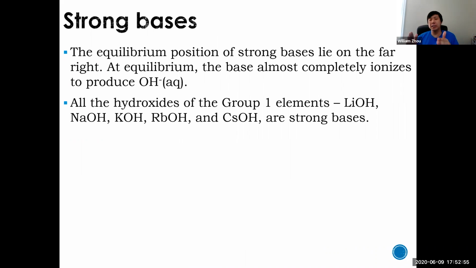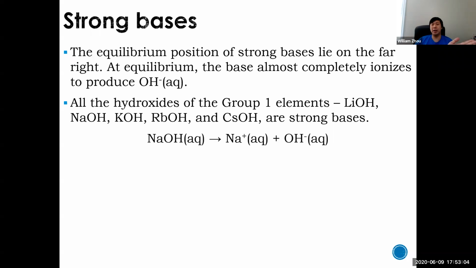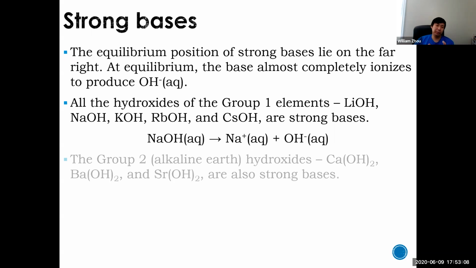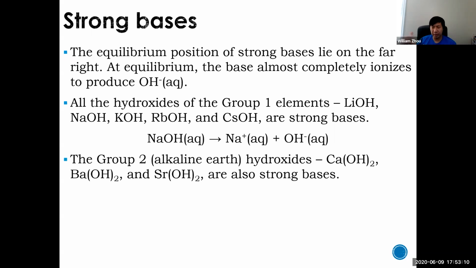The hydroxides of group 1 elements, like lithium, sodium, potassium, rubidium, cesium hydroxide, are all strong bases. They will 100% ionize, and you're going to get a lot of hydroxides. The group 2 alkaline earth hydroxides are also strong bases. They will 100% ionize and give you a lot of hydroxides, so they're strong bases.